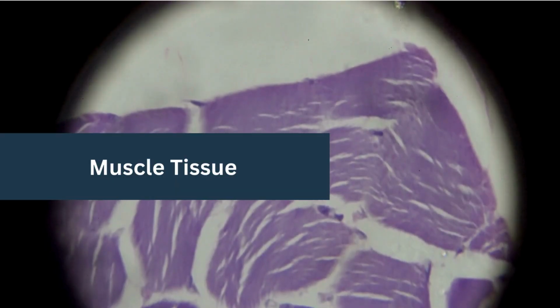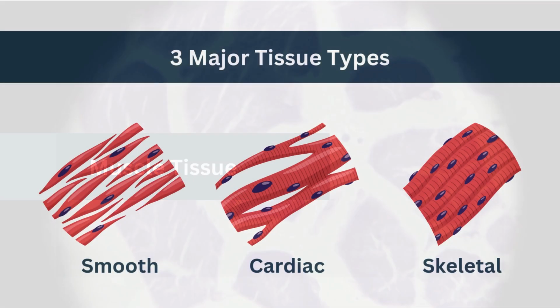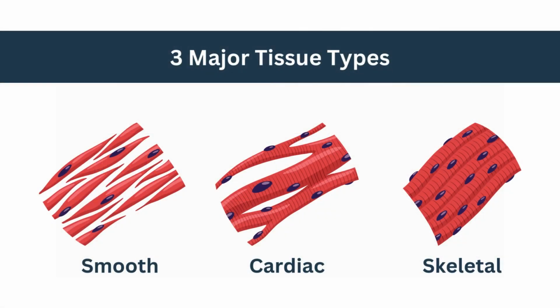Let's examine the muscle tissues of the body. The three major muscle tissue types are skeletal, smooth, and cardiac muscle.